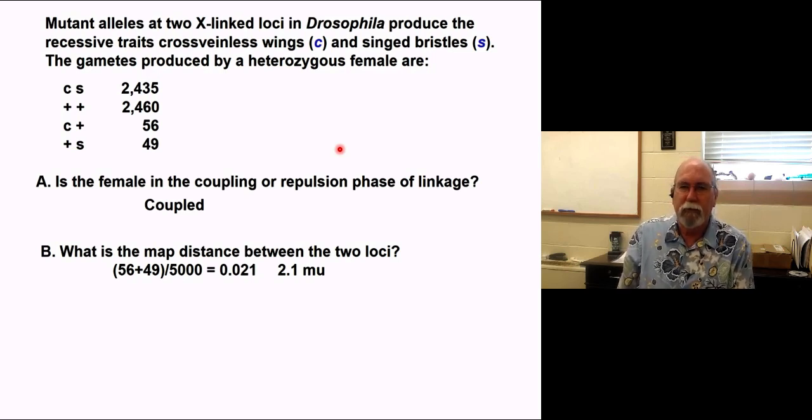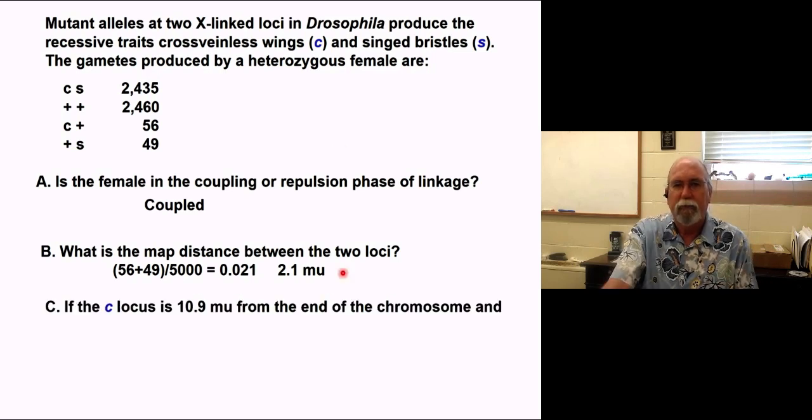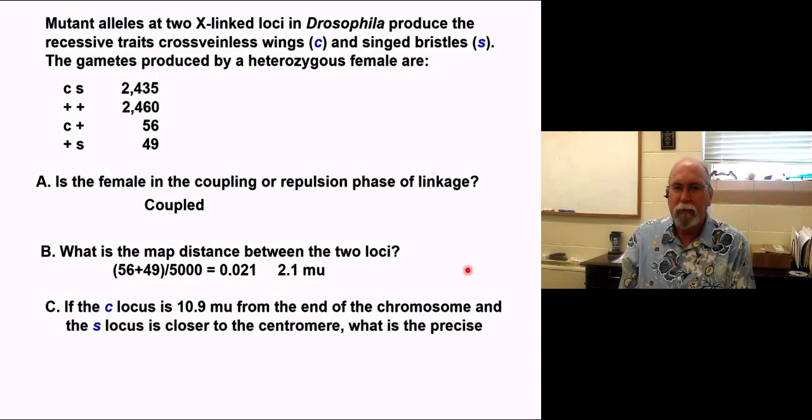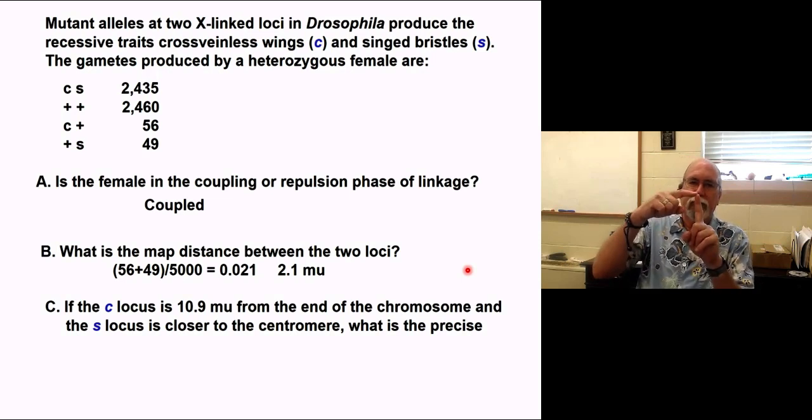And then there's a part C, which relates to what you'll be doing when you put these together in 3-point mapping and other places. If one of the loci, C, is known at a fixed distance, that's how you would work this. It's 10.9 map units from the end of the chromosome, and we figure out that the S locus is actually closer to the centromere. So we've got the C locus down here somewhere from the top, and if my knuckle is the centromere, we know that the S locus is down further, closer to the centromere.